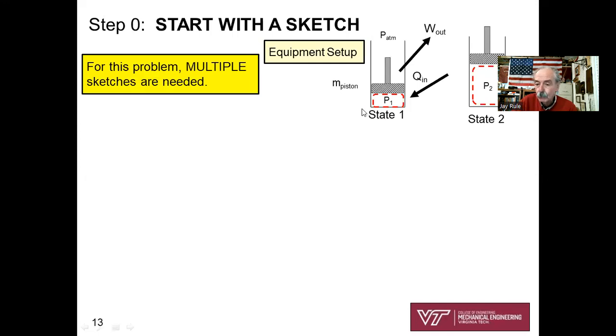Okay. Label it state 1. And then I'm going to draw another little piston and cylinder to show that I've got a bigger volume at state 2. Okay, same thing. So that's a pretty good start with a sketch. We need multiple sketches for this one.